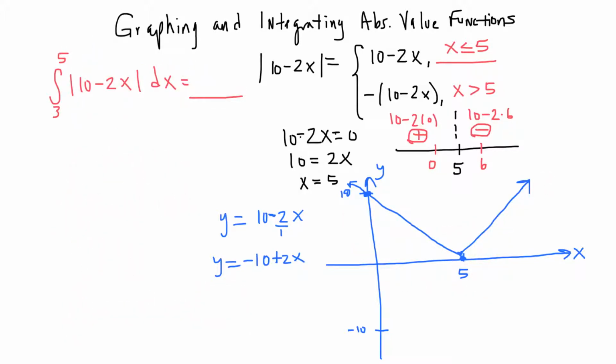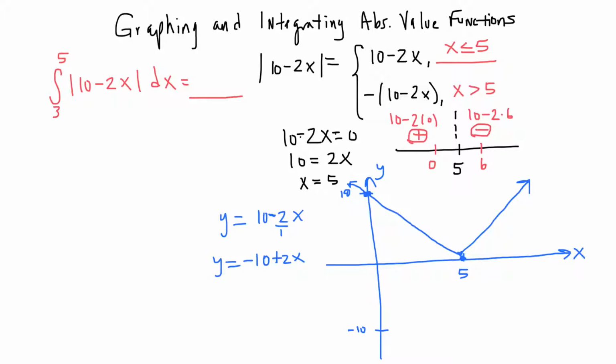And now that we have the picture for the absolute value of 10 minus 2x, we can answer questions regarding its integral. So here's a new question. What about the integral from 3 to 5 of the same graph, 10 minus 2x, the absolute value of it? Pause the video and try to work it out on your own, because the answer is coming up.